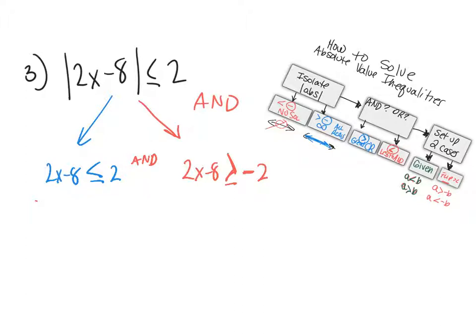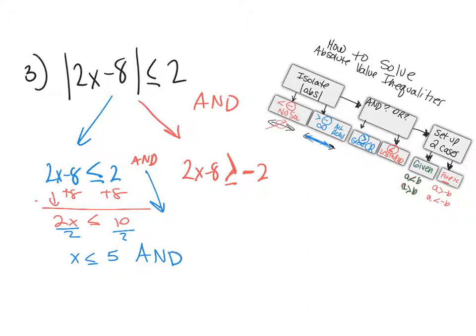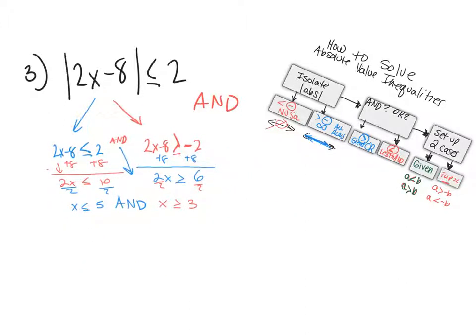We solve each, add 8. We get 2x is less than or equal to 10. Divide by 2. X is less than or equal to 5. And add 8, add 8. 2x is greater than or equal to negative 2 plus 8, which is 6. Divide by 2. X is greater than or equal to 3. Remember, this is an and. That means that you have to graph it and put it in one inequality.